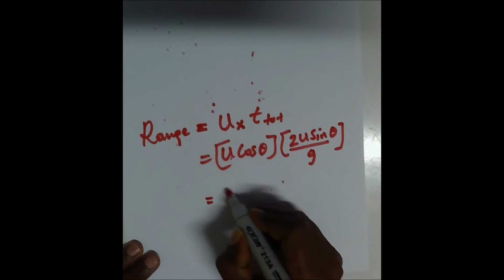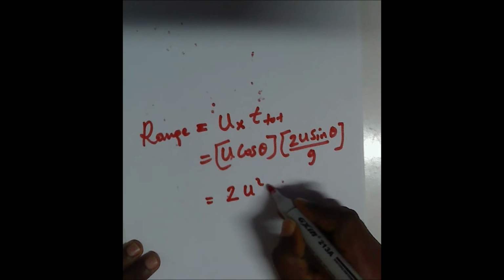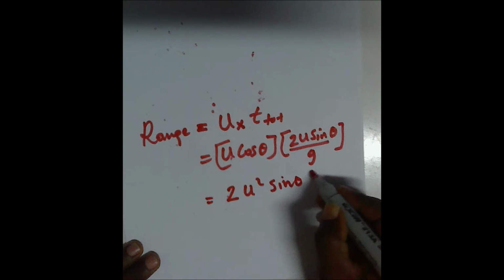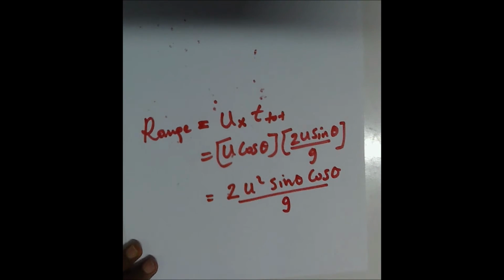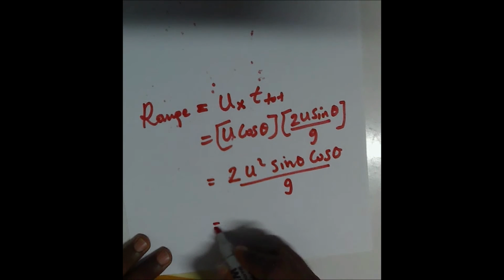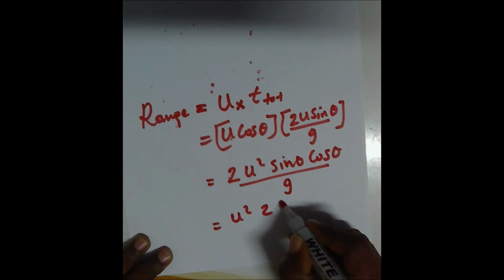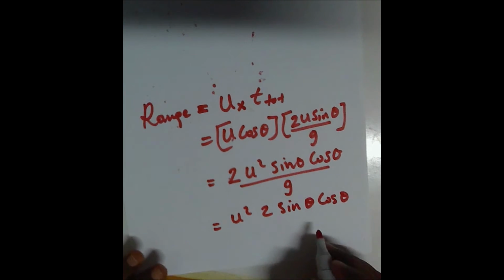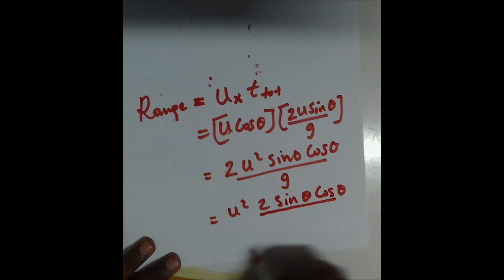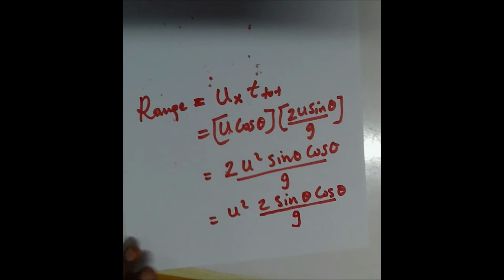Therefore, 2u times u is u square, so we have 2u square sine theta cos theta divided by the acceleration due to gravity. Now rearrange this: u square times 2 sine theta cos theta, divided by the acceleration due to gravity.